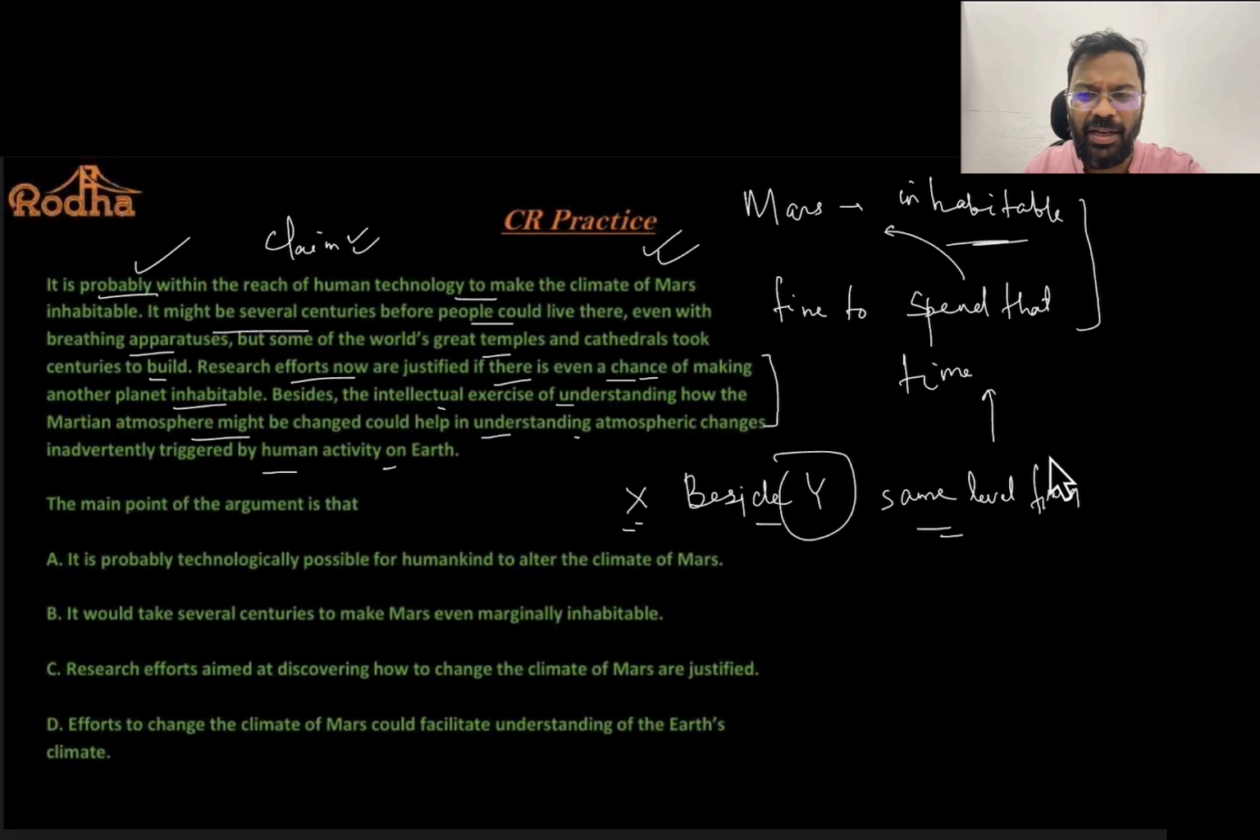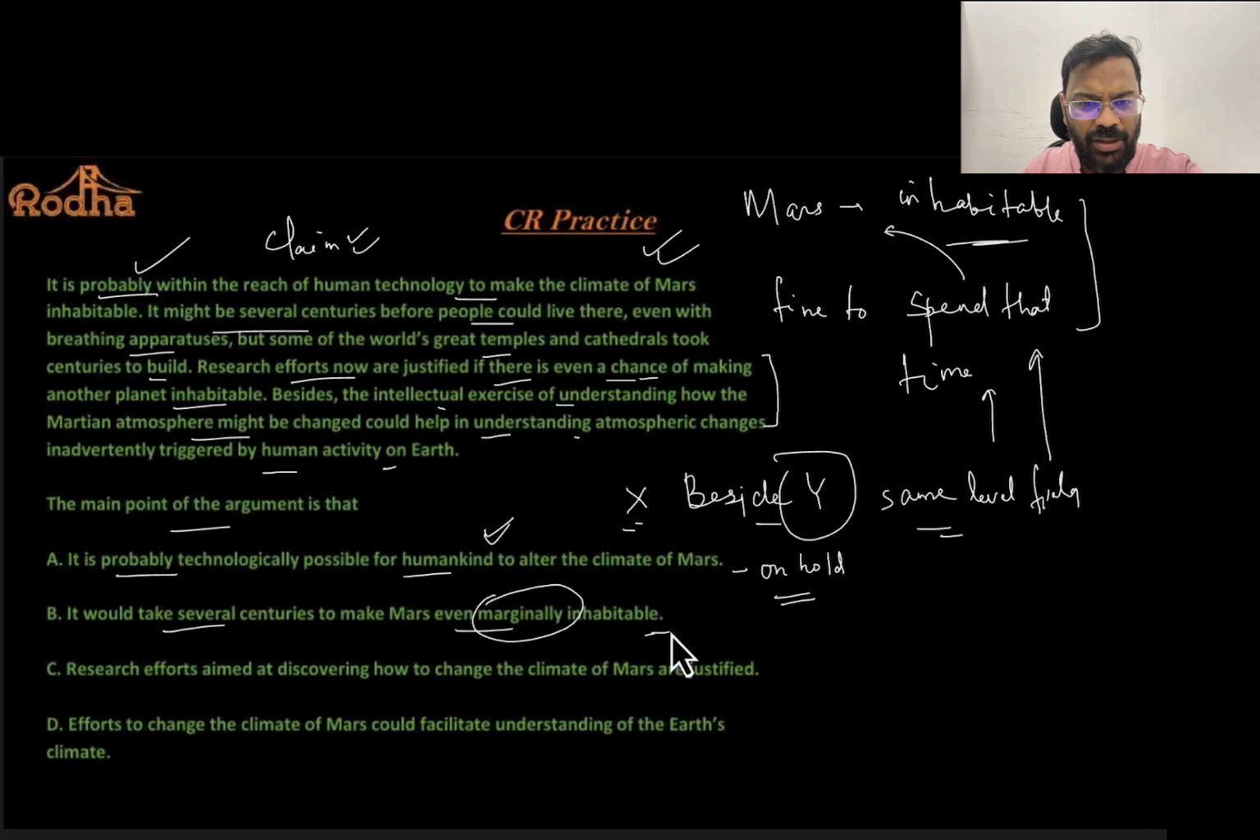This looks to be the main idea, and this seems to put in the support here. The main point of the argument is that, let's see, it is probably technologically possible for humankind to alter the climate of Mars. Yes, this is true. So what I did was I kept this option on hold. It would take several centuries to make Mars even marginally inhabitable. I do not know about even marginally. And I did keep this option as well on hold. But do you realize that probably option A was a better hold than option B? I did keep option B inferior to option A.